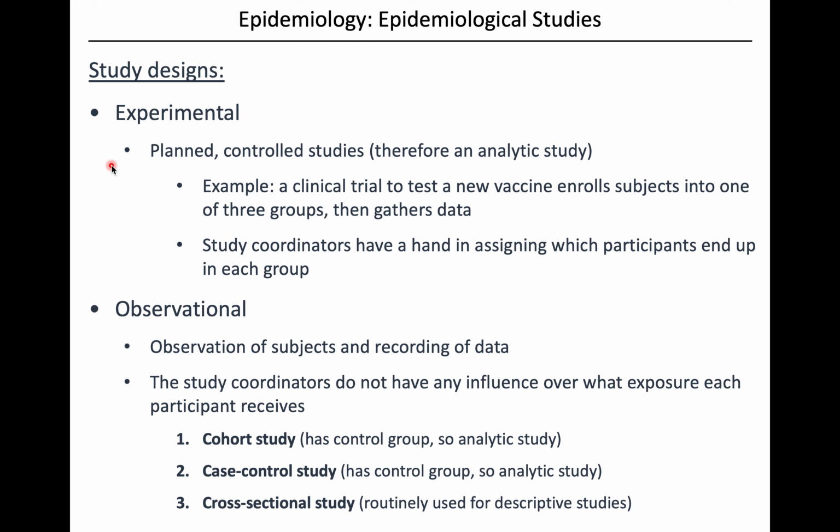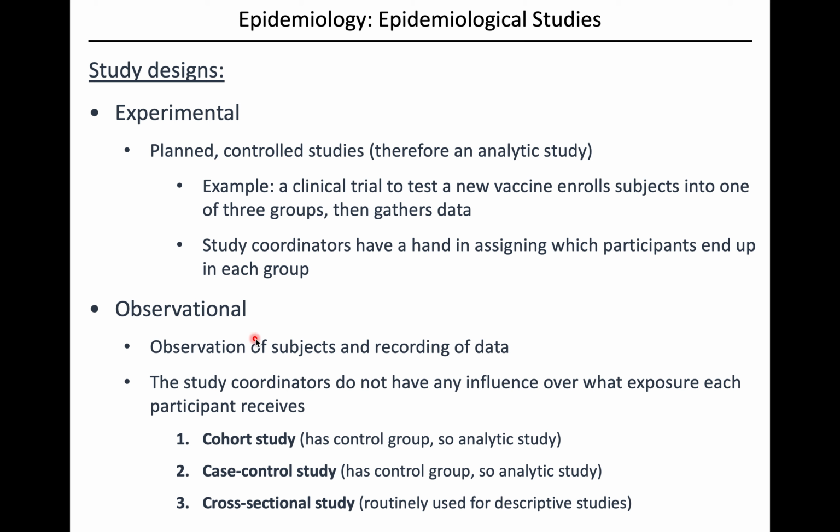So an example of an experimental epidemiological study would be like a clinical trial testing a new vaccine, where you're putting test subjects into specific groups. There's a study coordinator that is assigning people to these different groups. Whereas observational is not really analytical because you're just observing subjects and recording the data, right? So if we go back to the vaccine example, okay, let's just look and see, who got the vaccine versus who didn't, and what are the outcomes in those two groups. But we're not influencing who gets the vaccine or who doesn't.